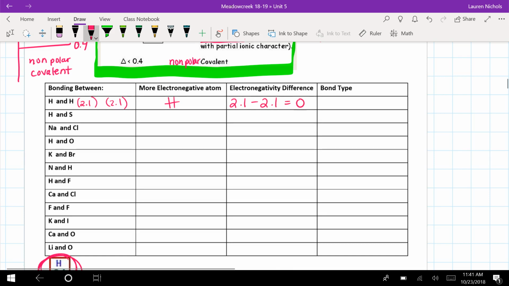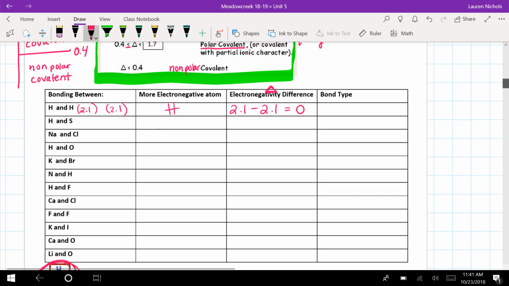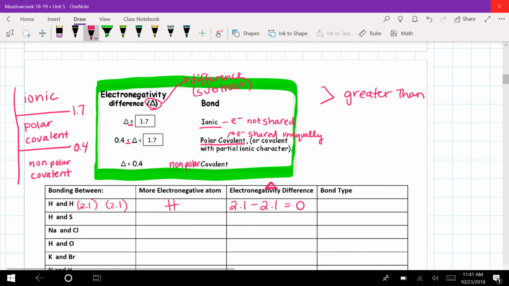Now, this electronegativity difference is our triangle. So our answer is our triangle, or the delta. And so we look up at our chart, and I say, okay, where does 0 fall in? Well, 0 would be less than 0.4, so it would be non-polar covalent because 0 is less than 0.4.